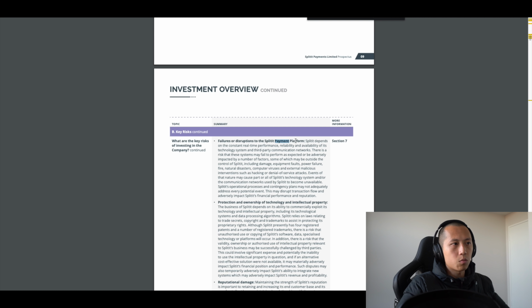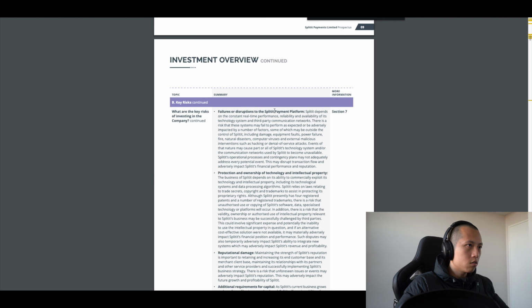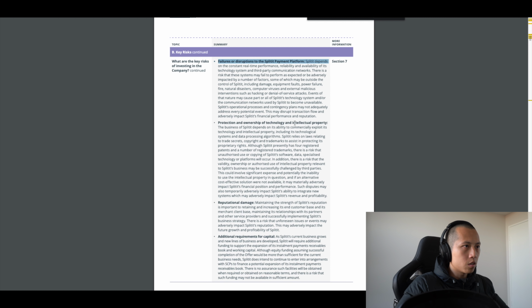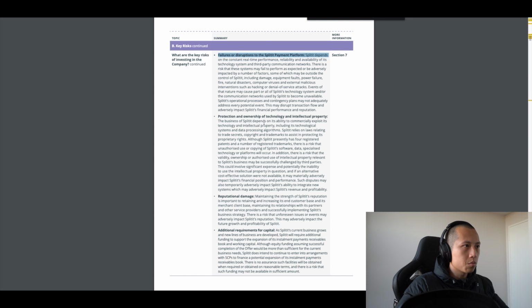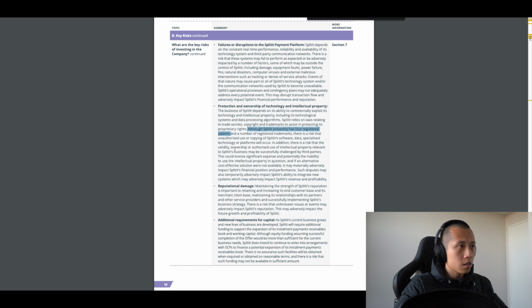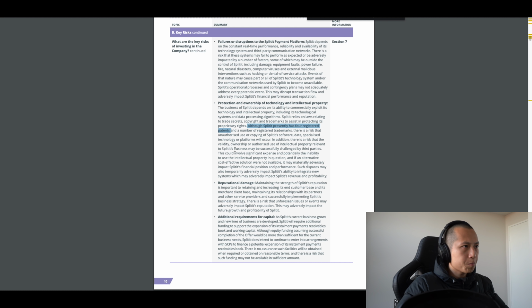So yeah, this is definitely one of the key risks, because Shopify has already started offering something that's exactly the same as Afterpay. It's called Shop Pay, and 4 installments, interest-free, exactly the same. So this is definitely a key risk as well. Protection and ownership of intellectual property. Did they have patents? Okay, so they have patents. Now, I'm not going to Google the patents, but I might look into it after the video.